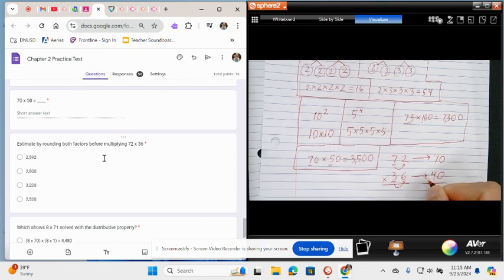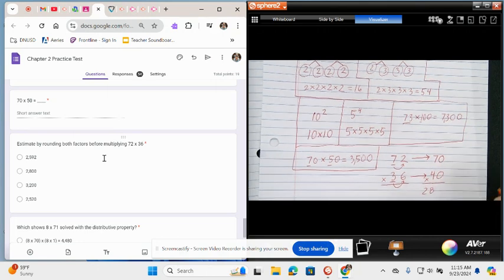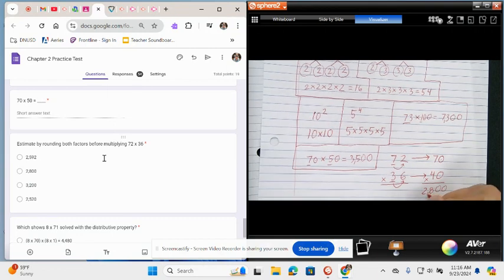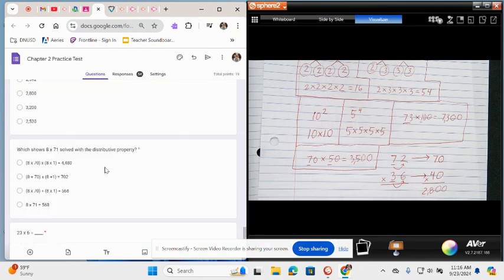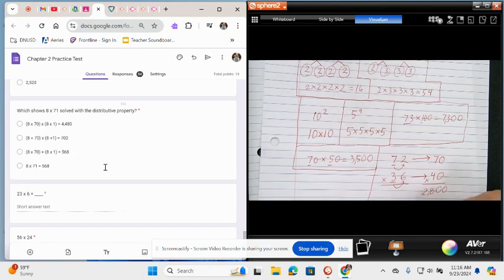Now we multiply 70 times 40, and all we have to do is 7 times 4, that's 28. And then 2 zeros in the factors, 2 zeros in the product, 2,800. So it's this one here. Now that's not the exact answer. That's not the actual answer to 72 times 36. It's an answer that's around the exact answer. It's an estimate.